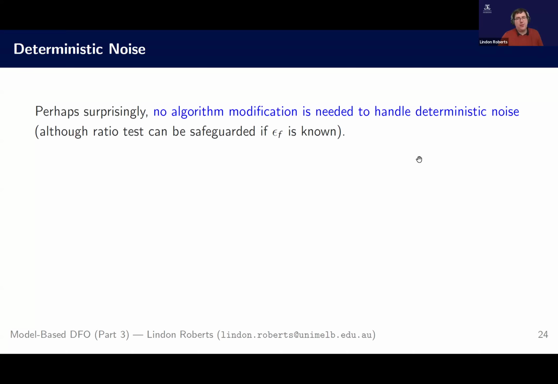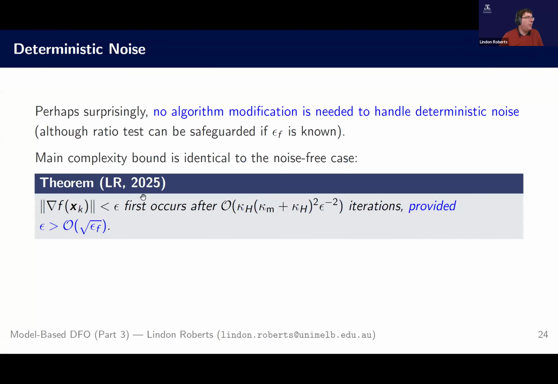But you won't be able to converge to a full solution, which makes perfect sense because if you've got noise that you can't get rid of, once you reach a region where all the function values are within that noise level, you have absolutely no way of knowing which point is better than any others. So we certainly can't converge to a full solution, but we can converge close to a solution. And it turns out, this is a recent result that I proved, that you do get a complexity bound that exactly matches the noise-free case.